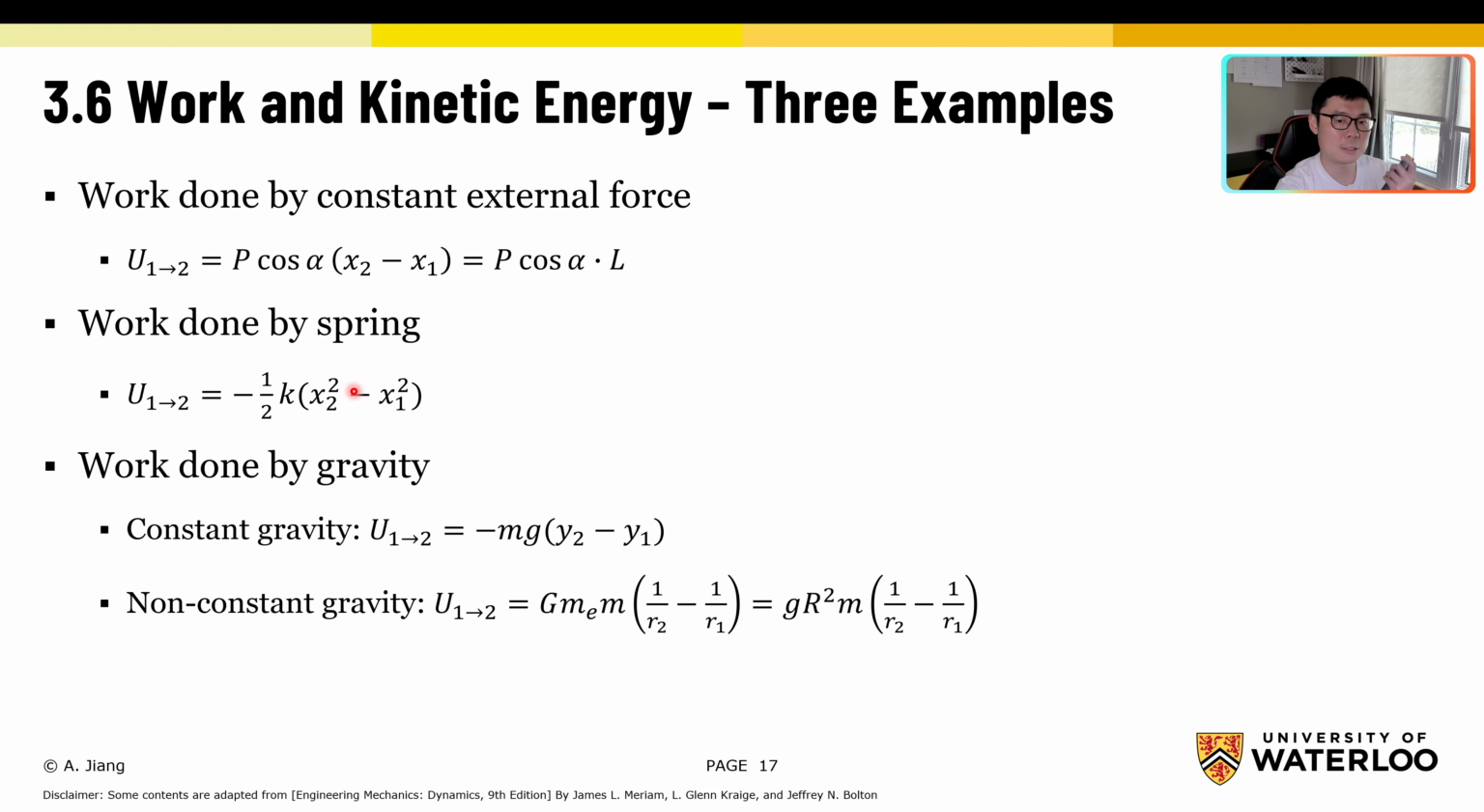For the work done by a spring and the work done by gravity, pay attention to the negative sign here. The negative sign exists for a reason. If you still cannot understand why the negative sign is here, go back to the previous 2 slides. Look at the example: the spring from 0 to 2, from 2 to 0; the gravity from 0 to 2, 2 to 0. Why are they positive? Why are they negative? Please take a moment to make sure you understand the negative sign here.